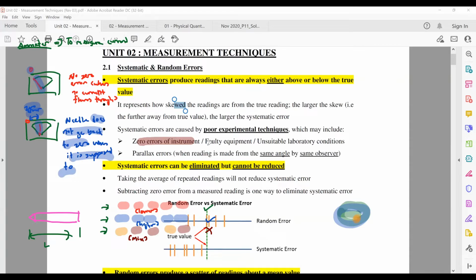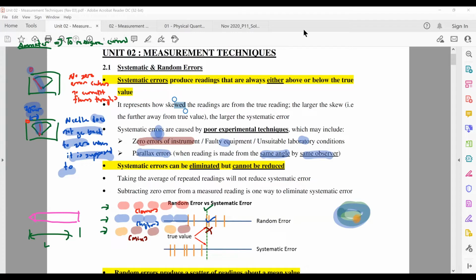Then other causes of systematic error could be faulty equipment or unsuitable laboratory conditions. This one is not that important. The more important one is zero error. And then one other common cause of systematic error is parallax error. Now, parallax error causes systematic error only when the reading is made from the same angle by the same observer.